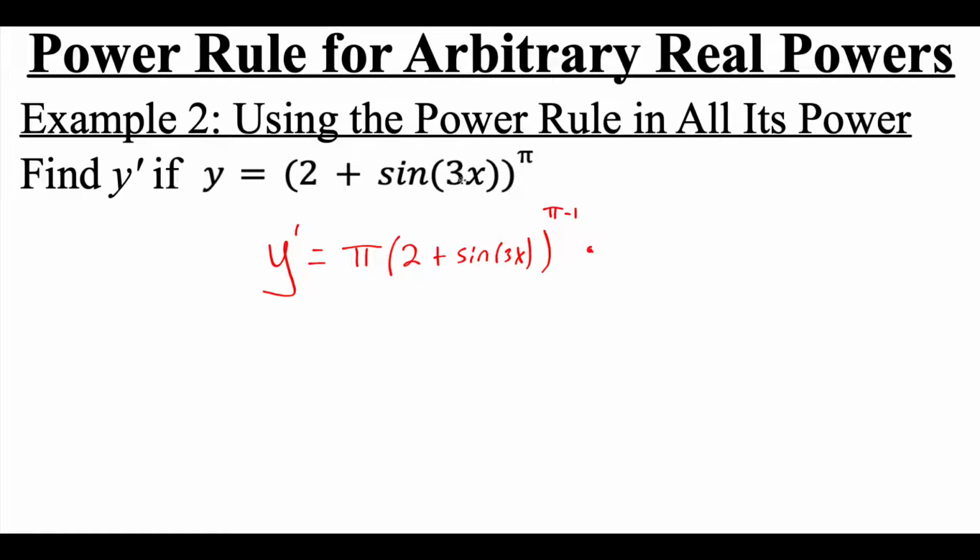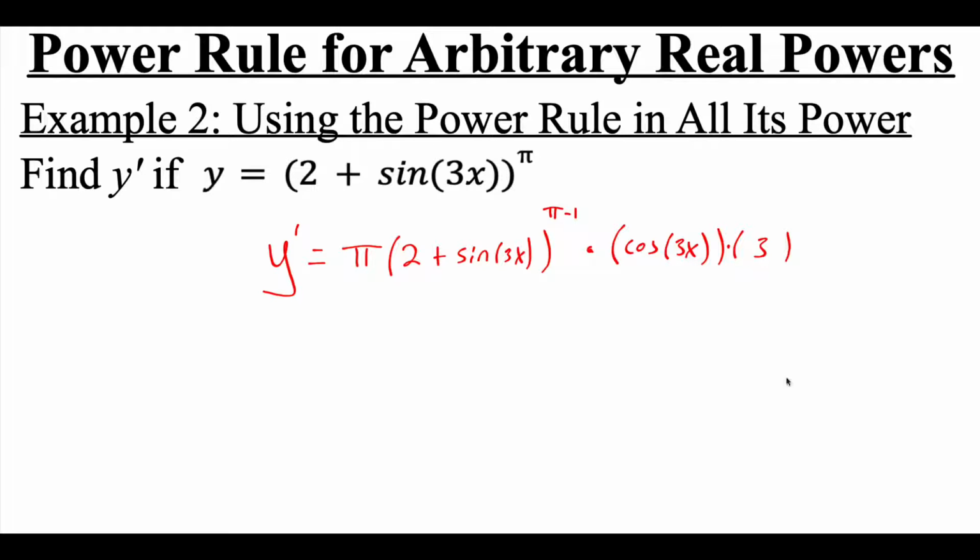Now we have to attach the derivative of the inside stuff. The derivative of 2 is 0. I'm not going to put the 0 in here. Plus, now the derivative of the sine of 3x, this is going to be a double chain rule. The sine of 3x derives into the cosine of 3x, but then we're also going to have to do the derivative of that innermost function as well. So the derivative of 3x is just 3.